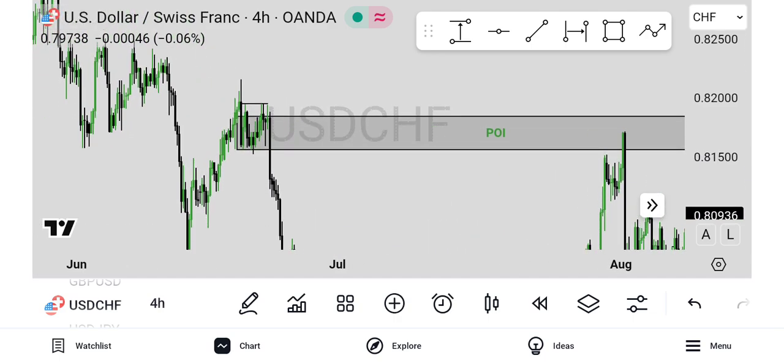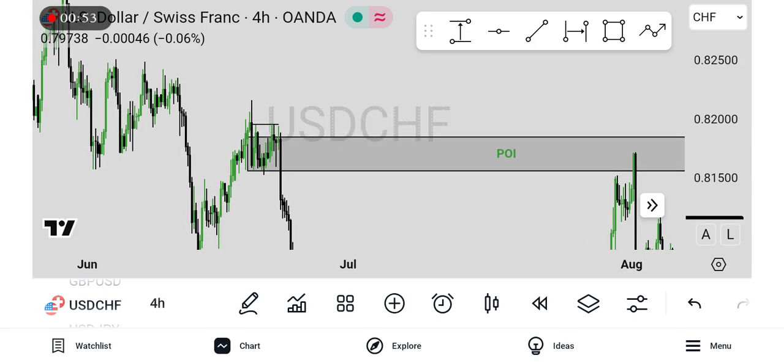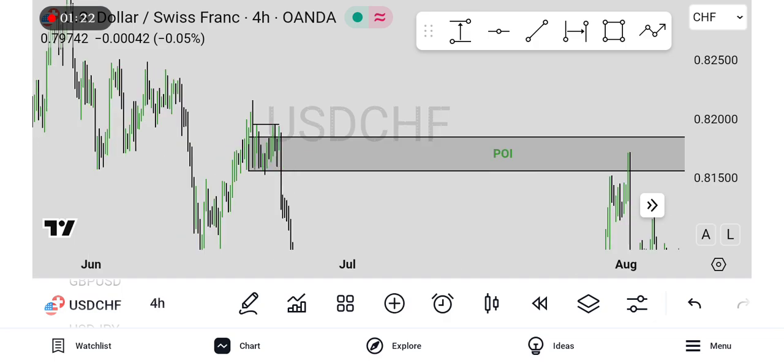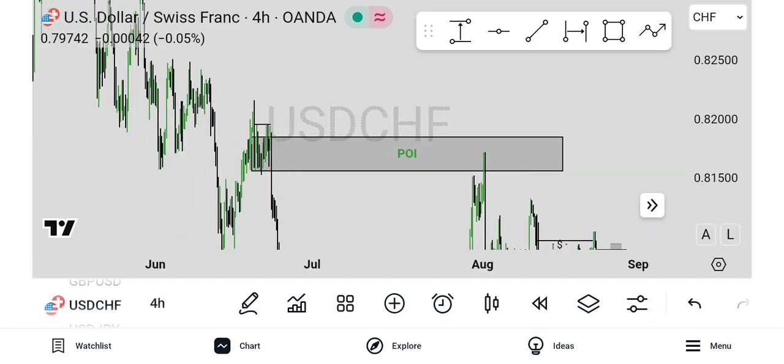Now, on the last video, I said the three things that validate an order block or a supply block. Number one, if it sweeps liquidity. Number two, it must create an imbalance, which is a fair value gap. And thirdly, it must break structure, a form of structure.